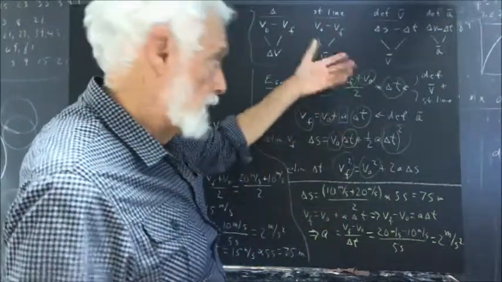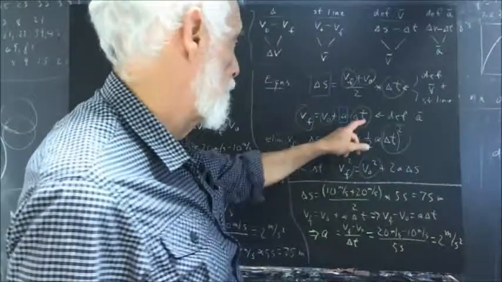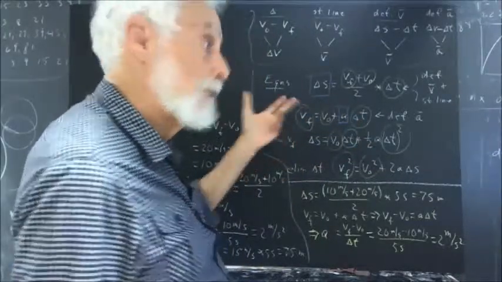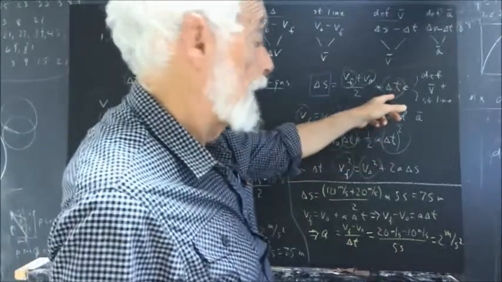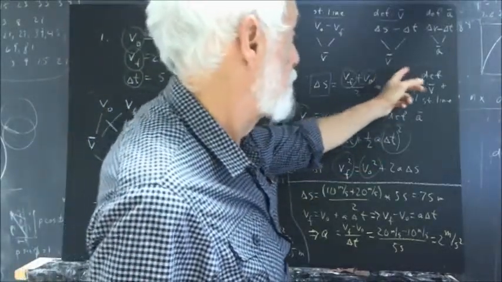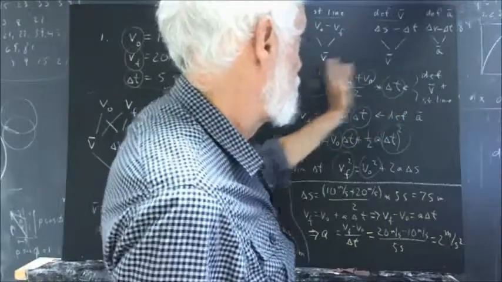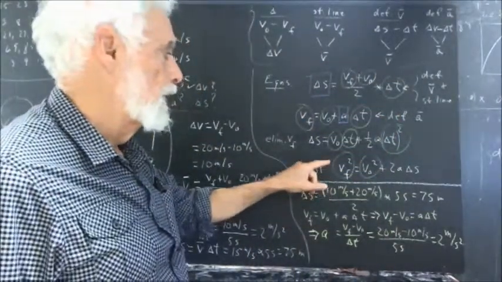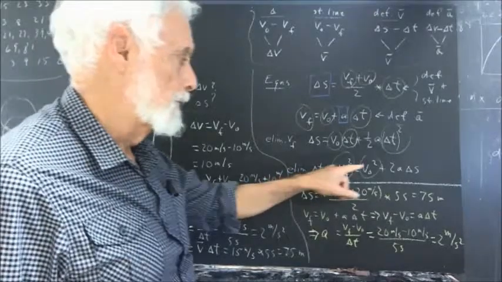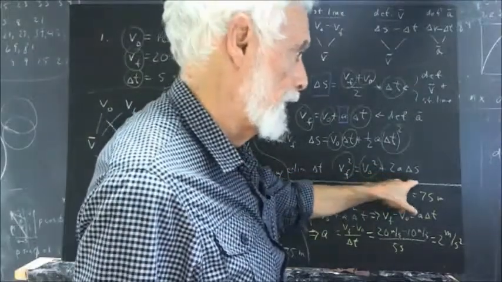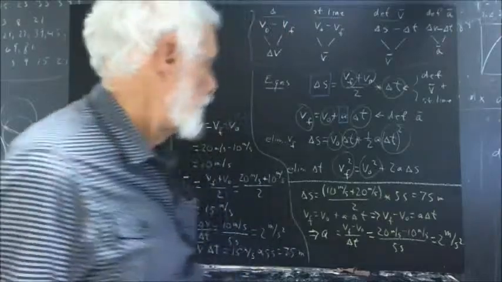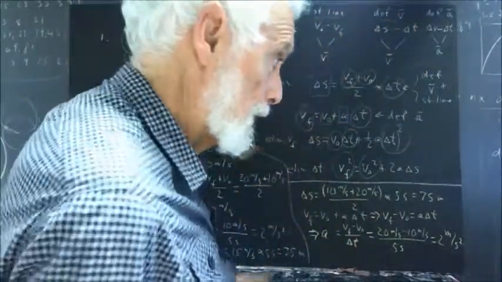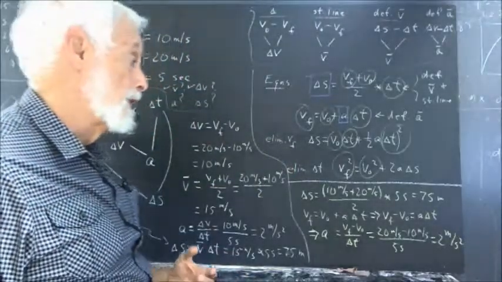We could solve for delta T in either equation, probably easier here. We're going to get Vf minus V0 over A. You can verify that. And we plug that in for delta T here, Vf minus V0 over A, and then we multiply things out and rearrange it, and we end up with the fourth equation: Vf squared equals V0 squared plus 2A delta S. So these two equations come from everything that we know. They come from the definitions. They can be traced back to the definitions.